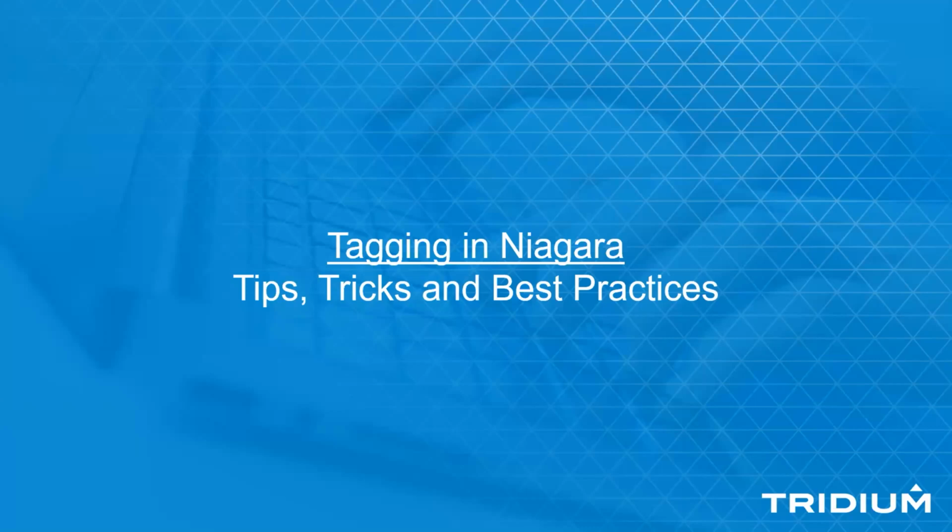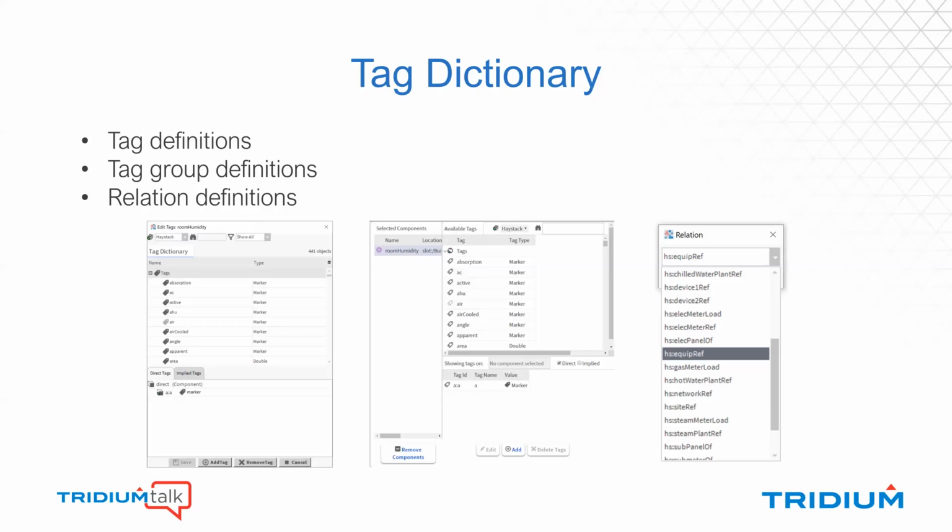Sure, yeah. And I have these sprinkled through the presentation. I wanted to start, thank you very much, Stephen, for that introduction. Tagging's been a great story in Niagara since 4.0, and we continue to work to make it easier to apply tags and to use them. I wanted to start though with some of the basics. A tag dictionary, at a basic level, has your tag, group, and relation definitions. Those show up in the Workbench Edit Tags dialog, the new UX tag manager, and the relation drop down when you're adding relations.